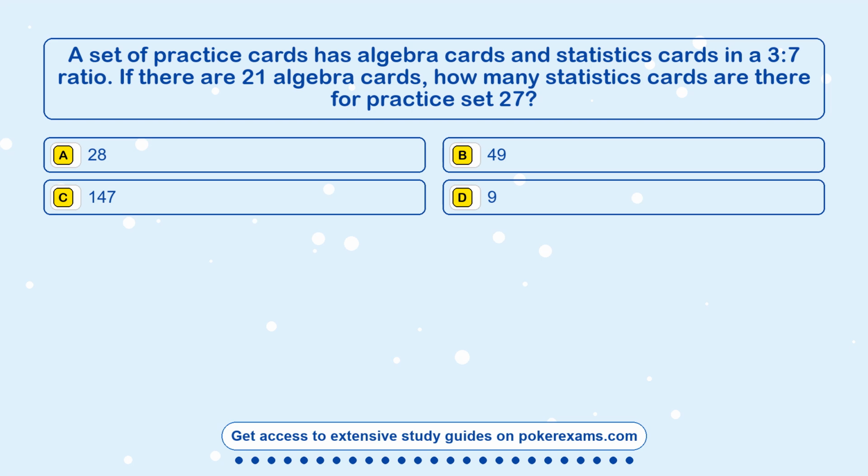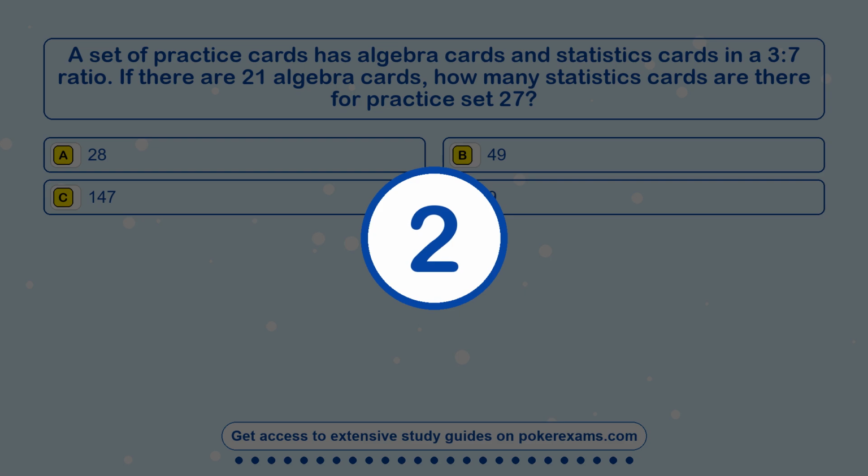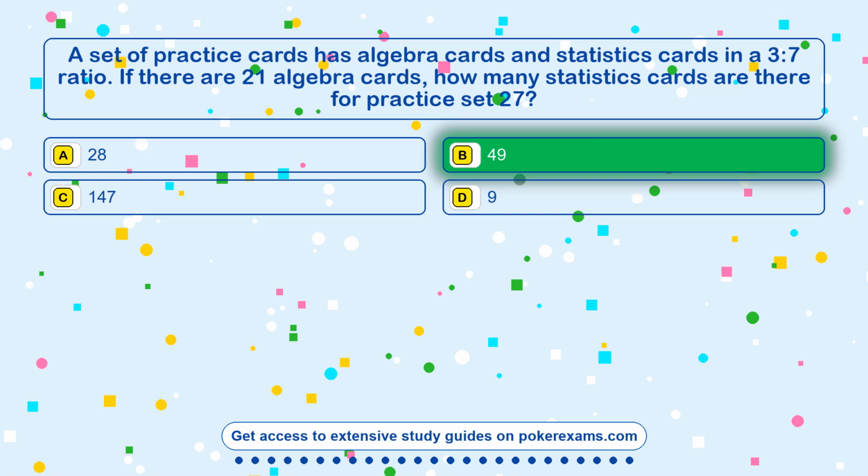Question 4. A set of practice cards has algebra cards and statistics cards in a 3:7 ratio. If there are 21 algebra cards, how many statistics cards are there for practice set 27? Option A 28. Option B 49. Option C 147. Option D 9. The correct answer is option B, 49.